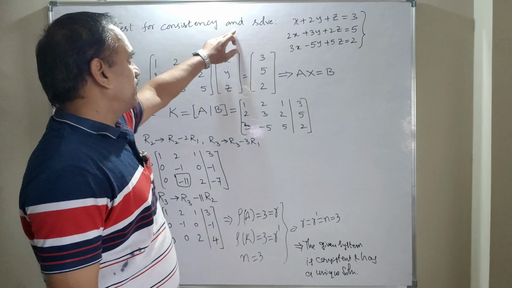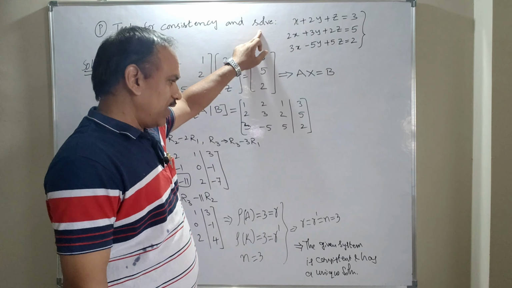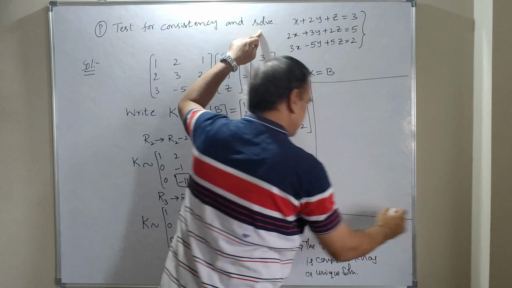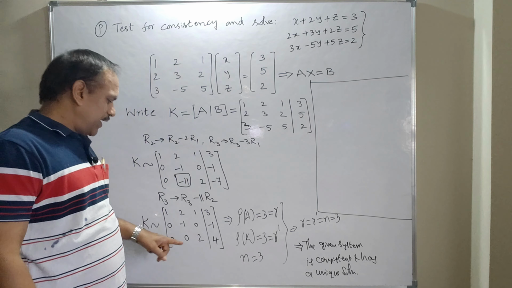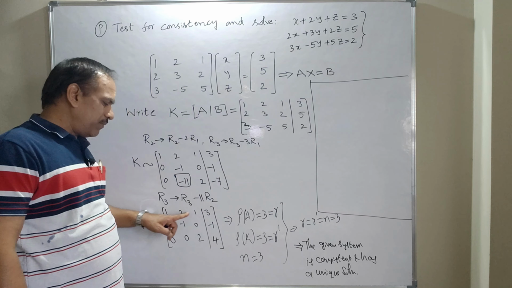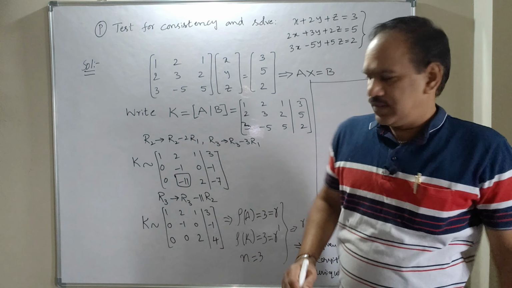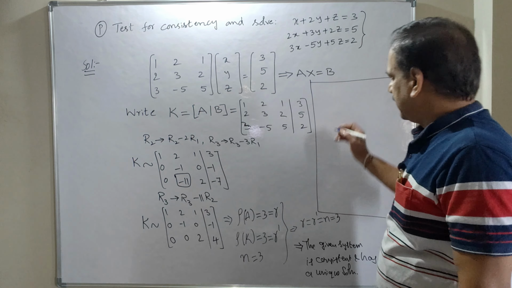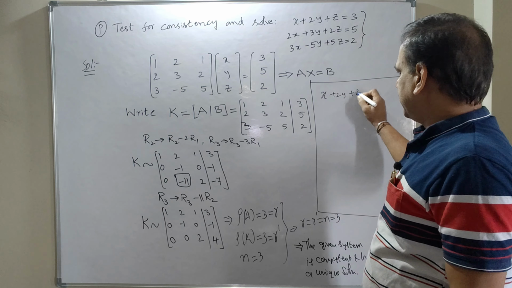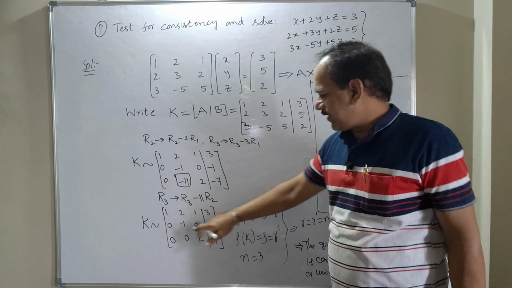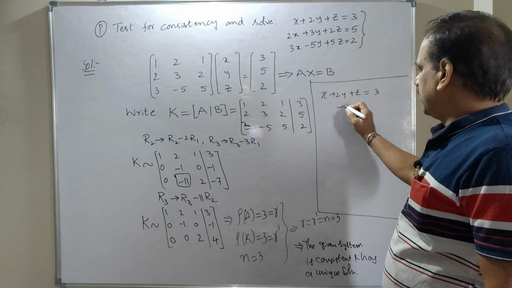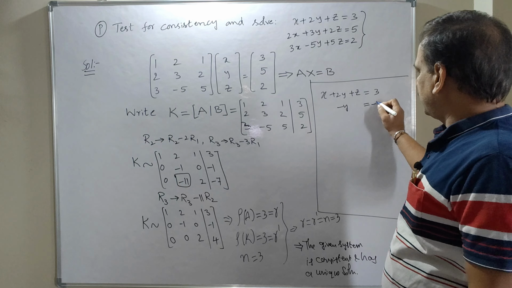Now, test for consistency and solve. You are asked to solve the equations also. So let us solve the system of equations. Once you arrive at this step, you can write the equations. Using this matrix K, the reduced equations are x plus 2y plus z equal to 3. From the second row, minus y plus 0z equal to minus 1.